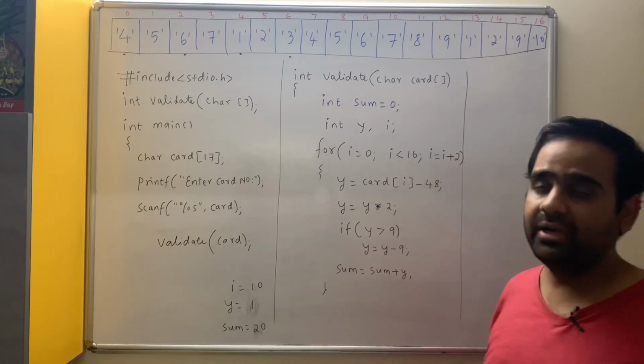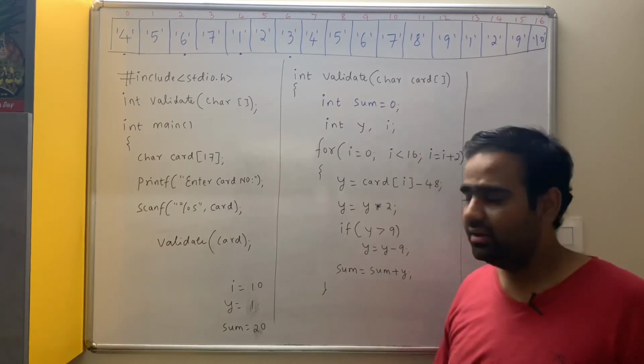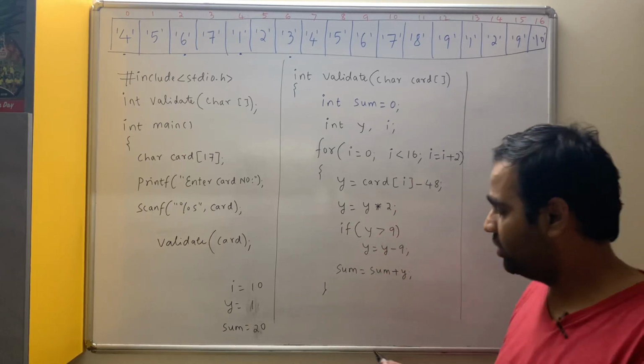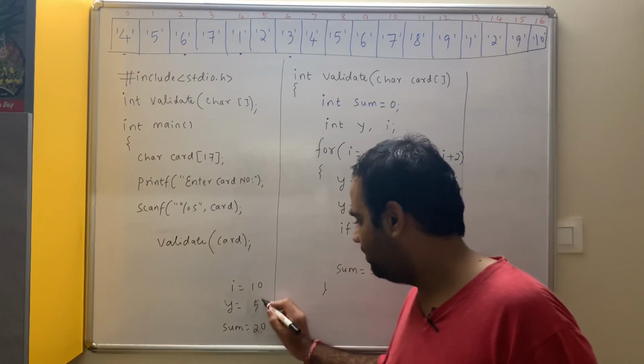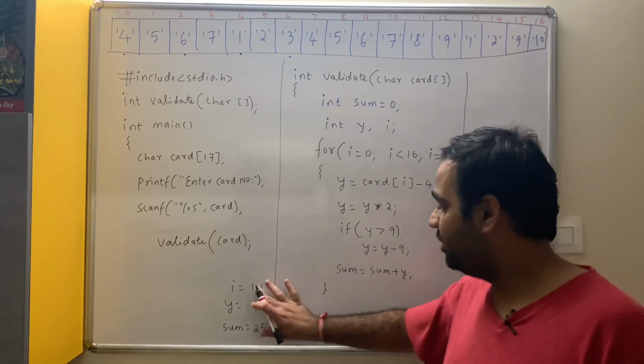I becomes 10. Now card of 10 is 7. 7 minus 48 is 7. 7 into 2 is 14. 14 greater than 9. Yes. Therefore the value of y will become 5. Sum is equal to sum plus 5. 20 plus 5 is 25. I is equal to I plus 2.